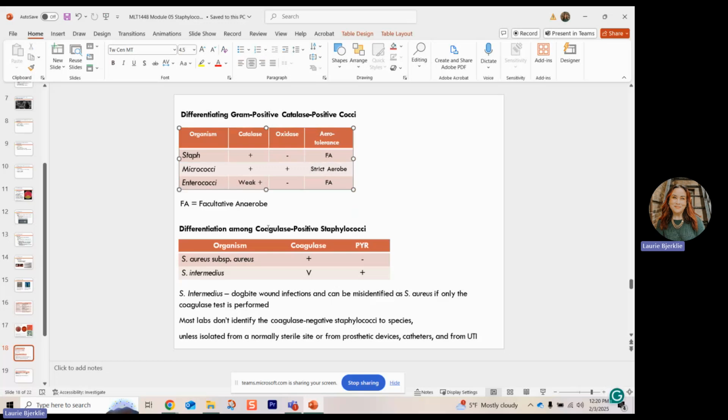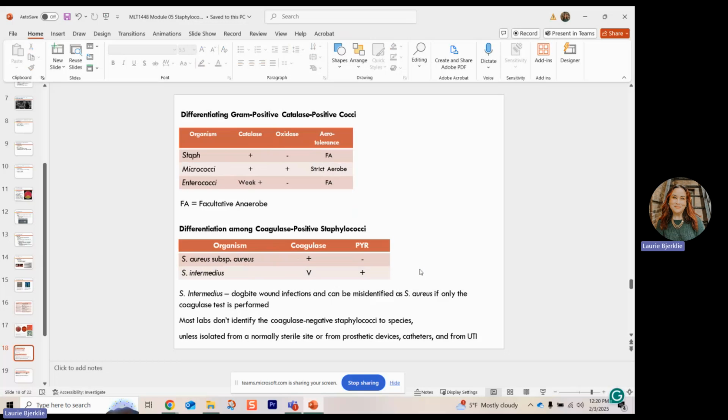And then again, once we know it's catalase positive, we can go down and do the coagulase test. As I said, Staph aureus, heavily coagulase positive. That is a big feature of it. There are, again, a couple other Staphs that like to be coagulase positive at times. One of them is Staph intermedius. So you see V here for variable. Some strains of Staph intermedius can be coagulase positive, and some strains of Staph intermedius are coagulase negative.